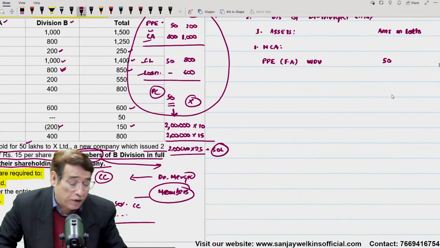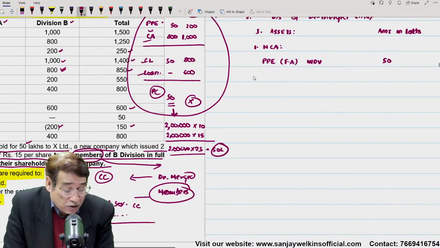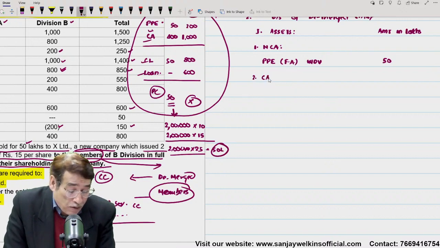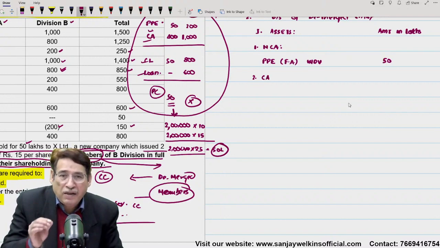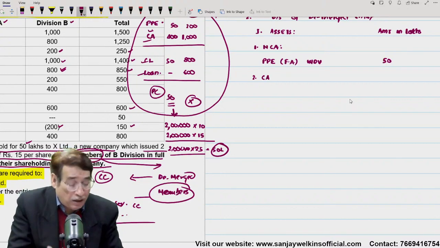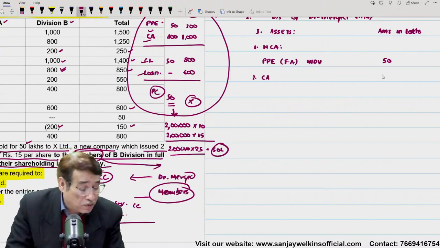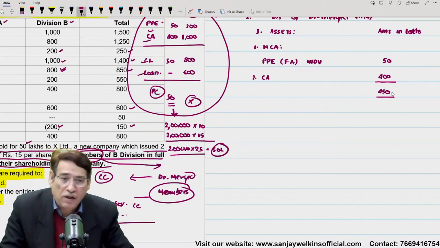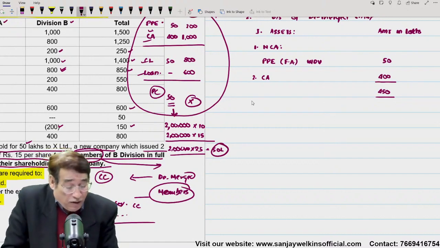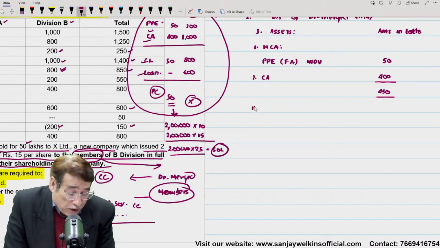It is very simple to prepare the balance sheet. Similarly, the next item is current assets. As far as current assets are concerned, the current assets of Division B have gone out and the current assets of A are only remaining. So we will write 400. Very simple. You can see how easy it is to prepare the balance sheet. Total will become 450. Is it clear to you or not? Absolutely clear, sir. After this, we will move over to the next part.